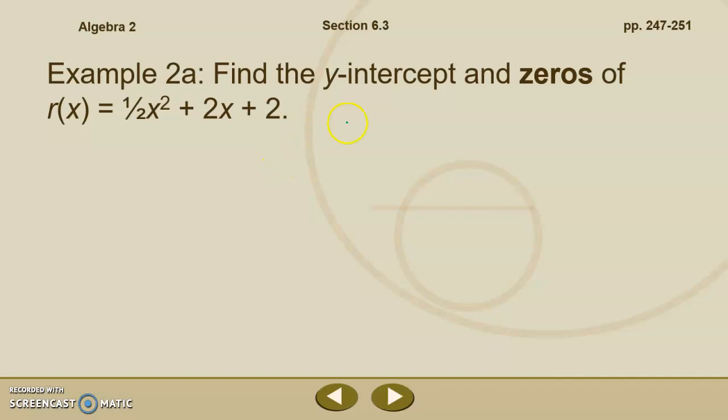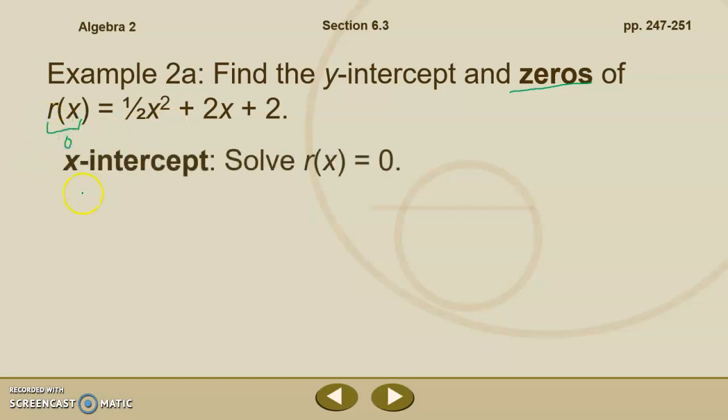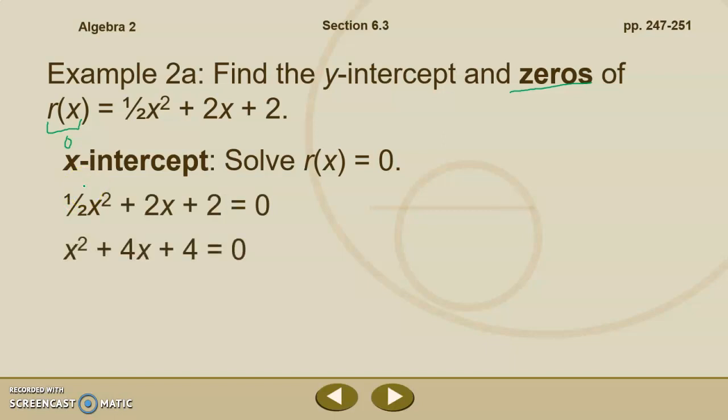To find our x-intercepts, or our zeros, or our roots of this function, we need to say that r of x is equal to 0. So we get 1/2 x squared plus 2x plus 2 equals 0. We can multiply this whole thing by 2 to get rid of that fraction. And now we have x squared plus 4x plus 4. By factoring, we factor that into x plus 2 times x plus 2.